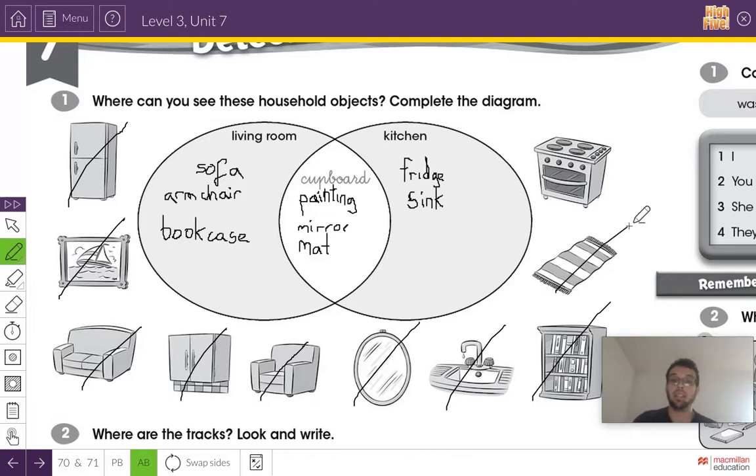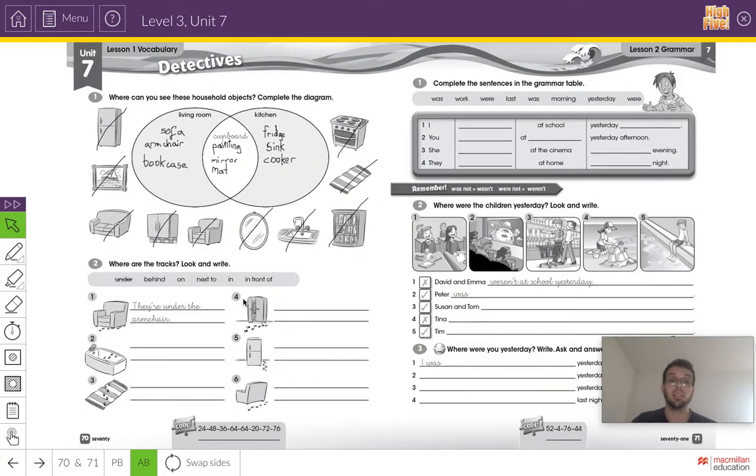All right, there's that. And the last one is, do you remember the name? That's right, it's the cooker. And we find this in the kitchen. So let's write it here. Cooker. Okay, very good. All right, so do you have all of the words in the correct place? Excellent. All right, one more exercise to go.